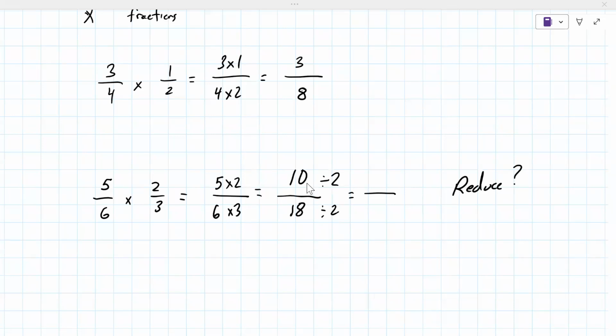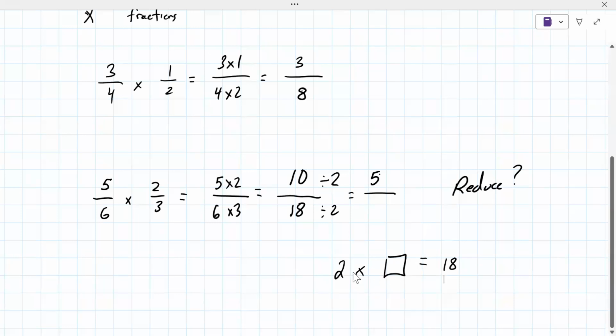So if I divide them by 2, 10 divided by 2 would be, wait, I did my math wrong. 10 divided by 2 is 5, right? Good. And 18 divided by 2? Isn't it 4? So think of it this way: 2 times what number gets you back to 18? 9. That's the answer. Oh, I understand. Okay.